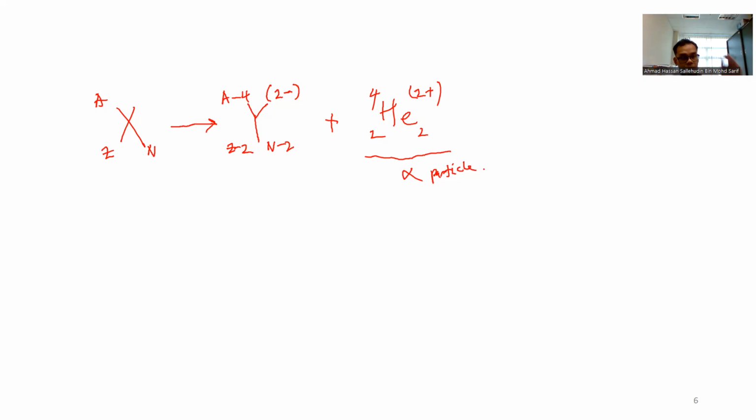And usually, in this kind of notation, you can name X as the parent nuclide, and Y you can call the daughter nuclide.